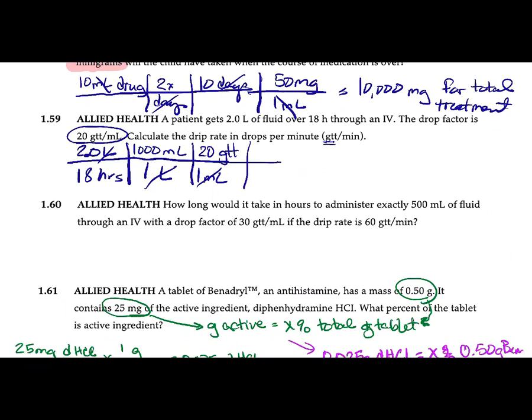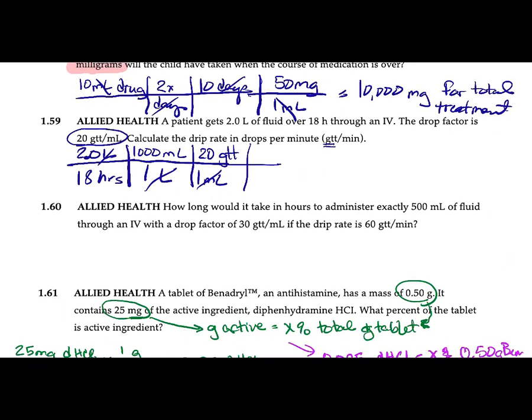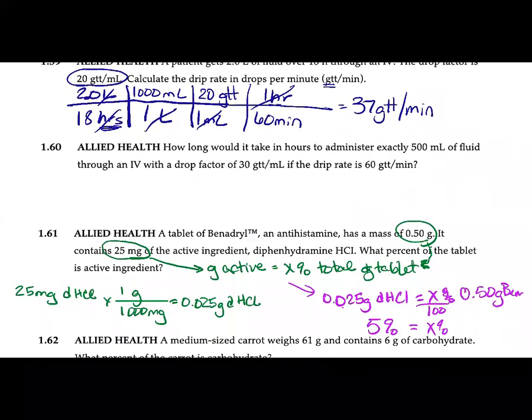So now I need to switch and I need to get rid of my hours. So I know that whatever I want to get rid of, I got to put it on the opposite side. So here it's on the bottom. So I'm going to put 1 hour on the top. And I know in 1 hour, I have 60 minutes. So my hours cancel and I am left with 37 GTT, or drops per minute. So that's 2 times 1,000 times 20. Hit enter, divide by 18, hit enter, divide by 60.